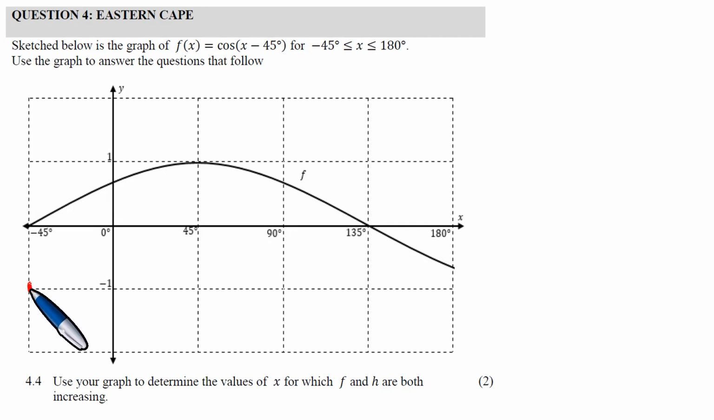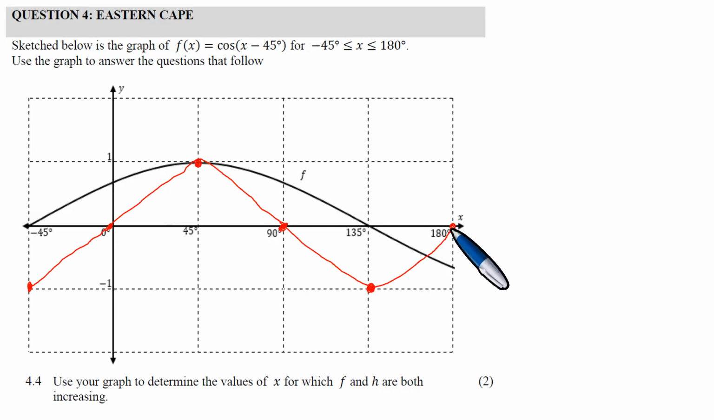So you remember that the sine graph goes there, there, there. Okay. This red one is the graph of h, like this. So now they're saying use your graph to determine the values of x for which f and h are both increasing. Two minutes. Let me know, please, when you're done.